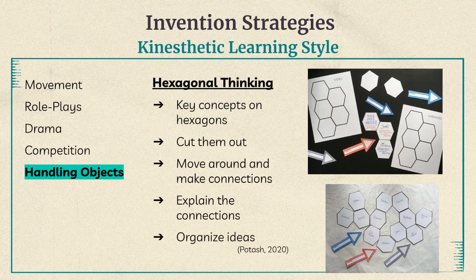Next, we have hexagonal thinking. Hexagonal thinking is similar to affinity diagrams. Here, students or a teacher write down key concepts, themes, symbols, history connections, and quotes on hexagons, cut them out, and move them around to find and make connections between the cards. You could use this with a literary analysis. You have hexagons of themes, characters, conflict, literary devices, and key quotes, and have students move the hexagons around to make connections and help build towards a thesis statement.